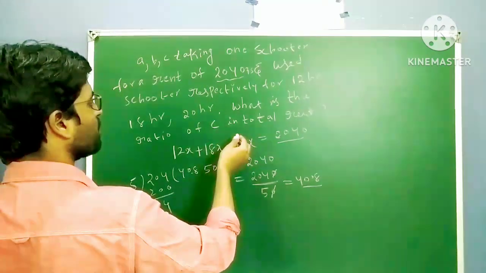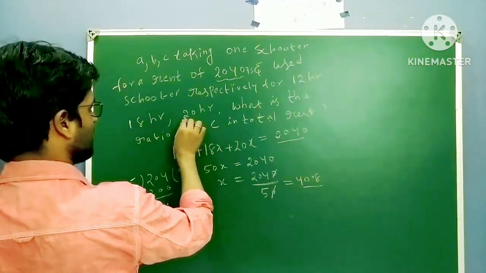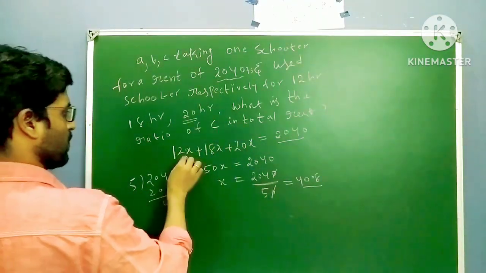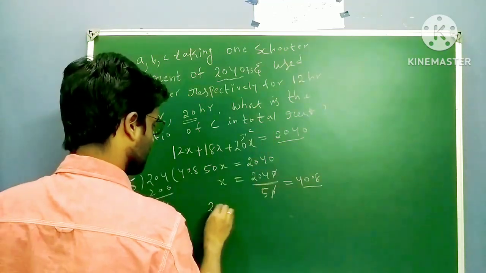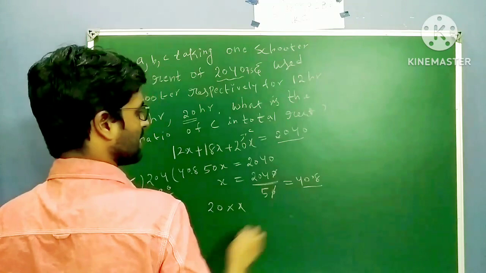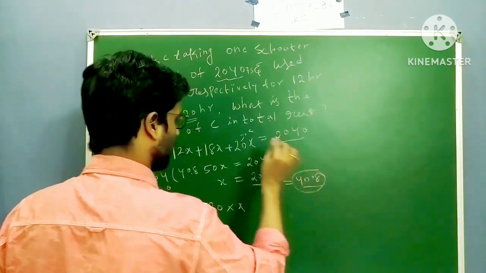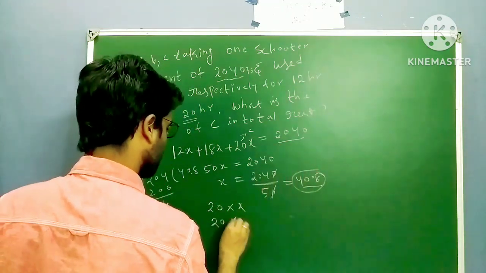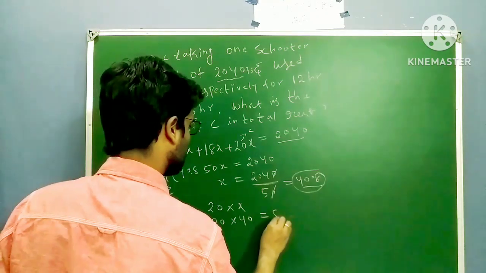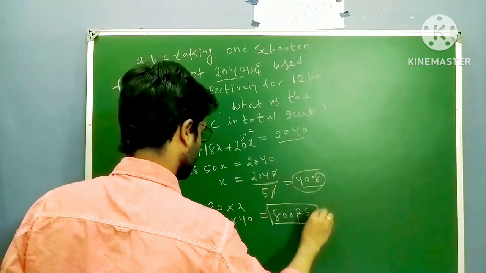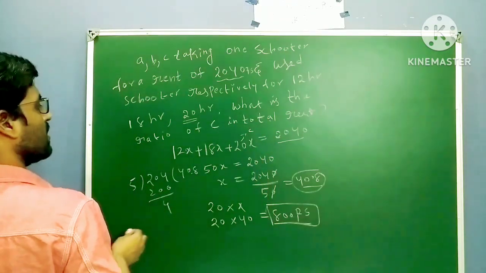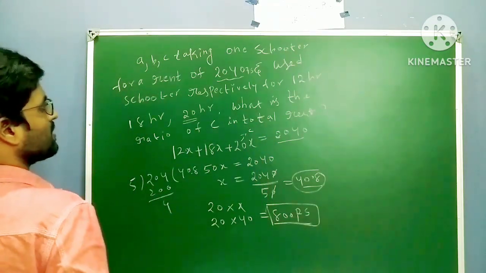So how much is paid by C? That is 20x, because 12x, 18x, 20x, the last is for C. So 20 into x. Taking the x value approximately 40, 20 into 40 is 800. That means 800 rupees paid by C. So this is the way to do this type of questions.